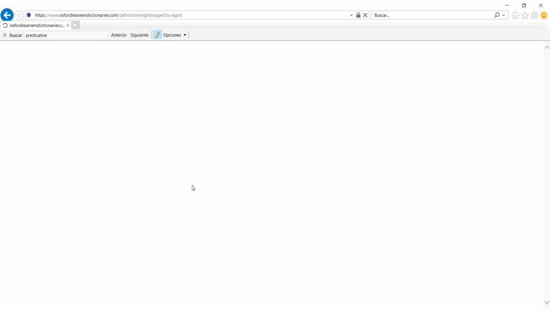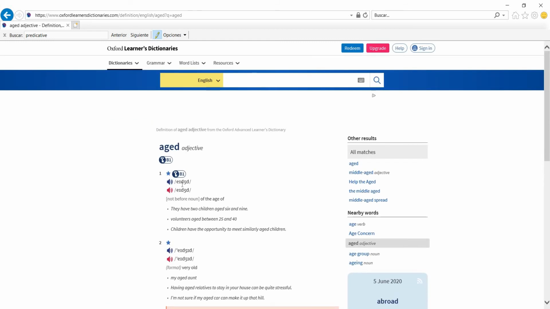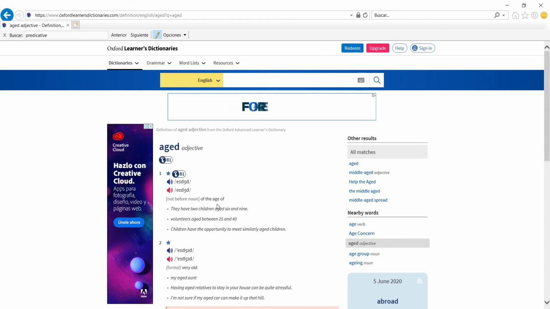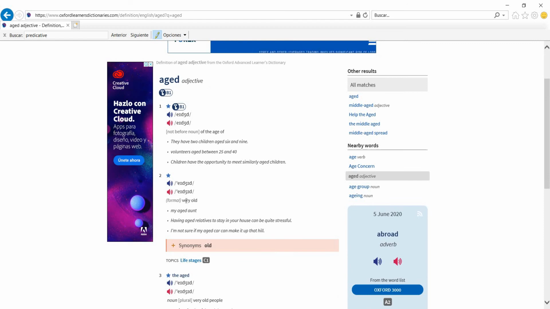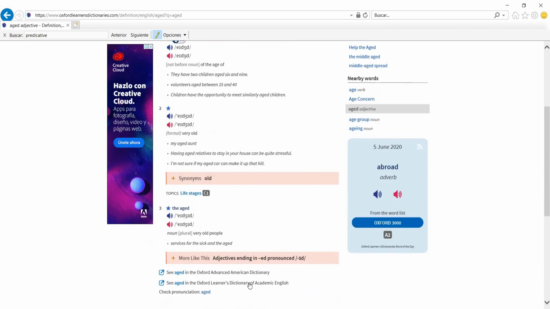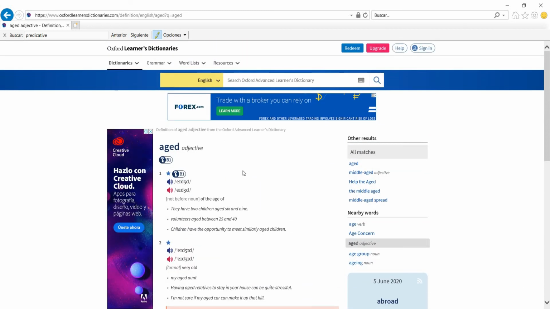In this case, the dictionary shows you the two versions. It's aged, meaning having a certain age. So children aged 6 and 9, or aged between 25 and 40 and whatever. And aged when you mean very old. So my aged aunt, having aged relatives, an aged car, and also, of course, the aged, which is the very old people. Okay, the next one is beloved.